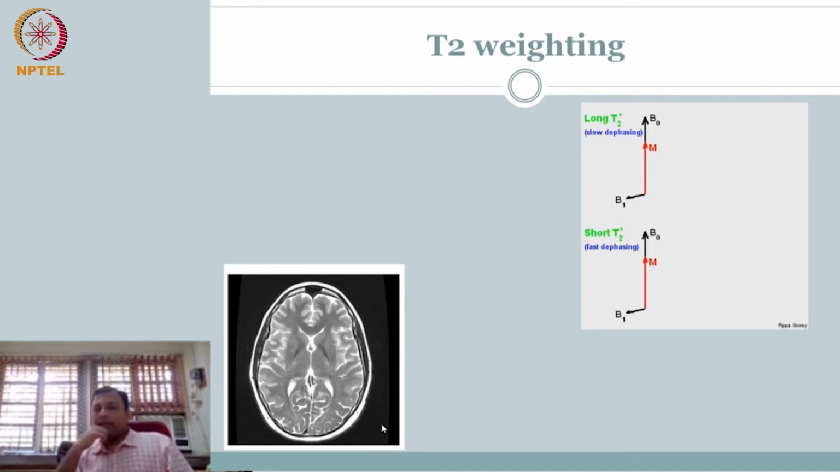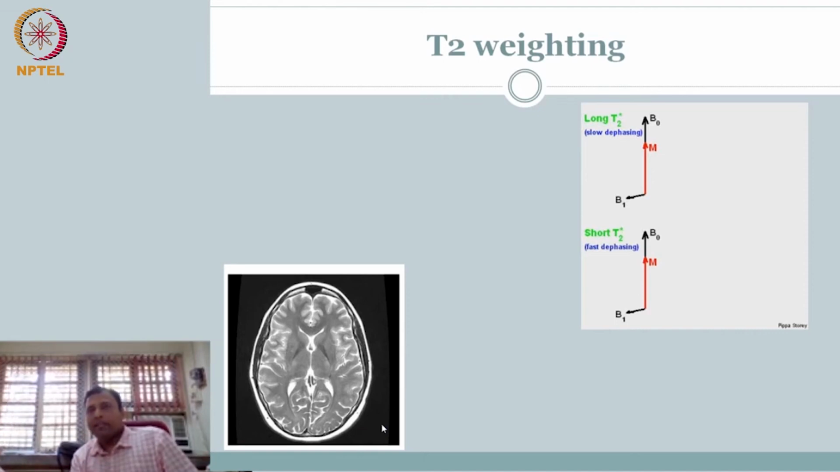So how do I get that? That means one thing is clear. If I don't allow too much time here, then I will not have the T2 effect. That is what we exploited in PD. We minimize the effect of T2. Here I want to maximize the effect of T2. So my T echo, right, should be long enough so that I allow it to dephase. The signal should go down.